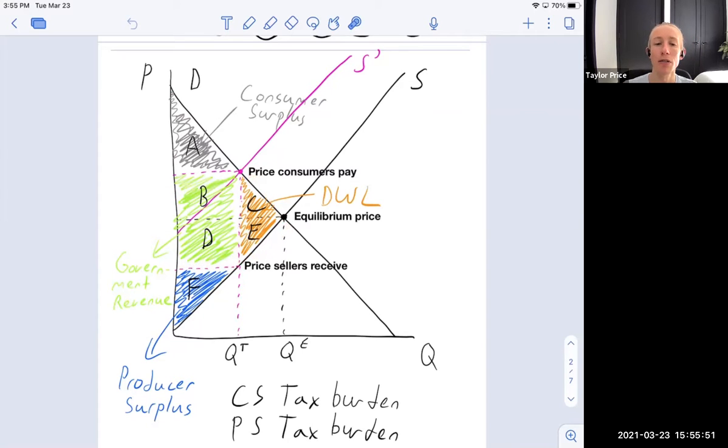Someone also asked, building on that, what is the tax burden on consumers? The consumer tax burden is going to be this chunk right here. Basically the lost consumer surplus, that's the consumer tax burden. And then the producer tax burden is going to be this right here, the difference between the old equilibrium price and the new price that sellers receive. So that's the difference in the burden sharing.